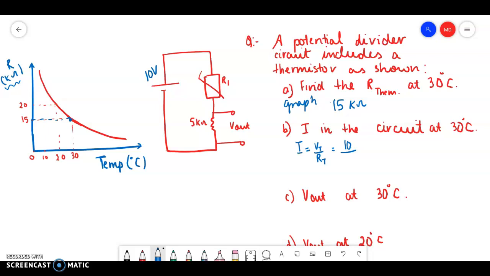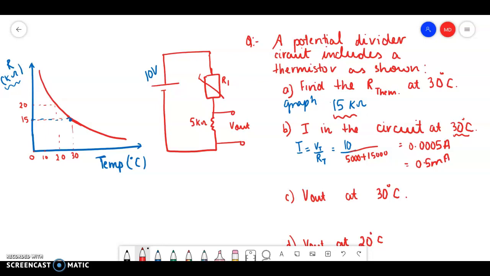Now this is 10 kilo ohm. Sorry, what am I doing? This is not 10 kilo ohms. So at 30 degrees Celsius, what's the resistance of the thermistor? The total resistance will be 5 kilo ohms, so that's 5,000, plus the resistance of the thermistor. At 30 degrees Celsius, the resistance of the thermistor is 15 kilo ohms, so 15,000. So that is the current in the circuit. So we find that, and that is 0.0005 amps, which is also 0.5 milliamps.